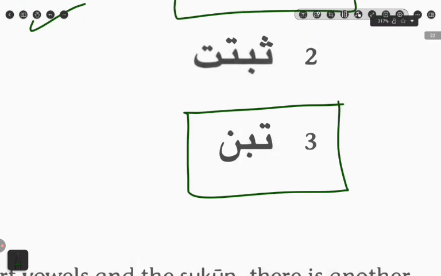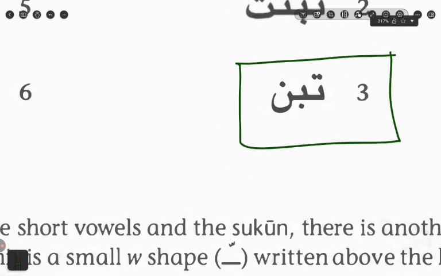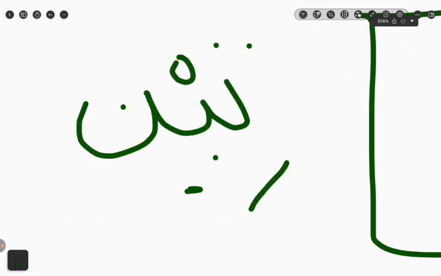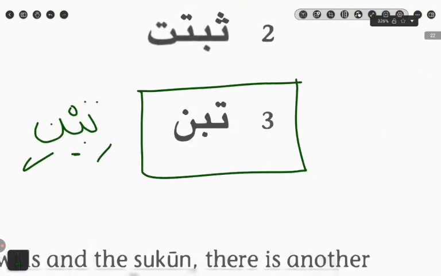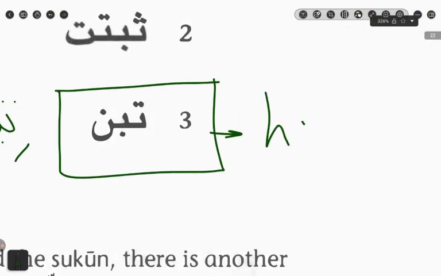Okay. And the second example, listen carefully. تبن. Okay, so if you write it like this, كسرة below تاء and سكون above باء, that's correct. And this word means hay, which is a food for donkey or horse, for example.